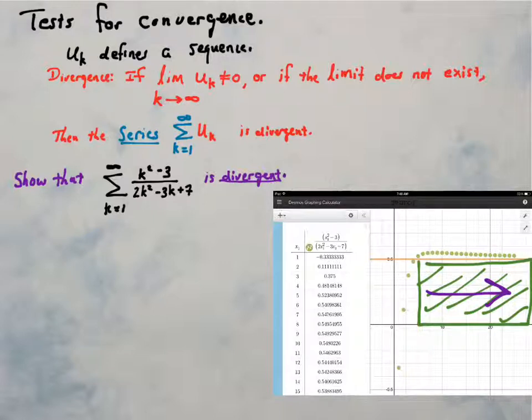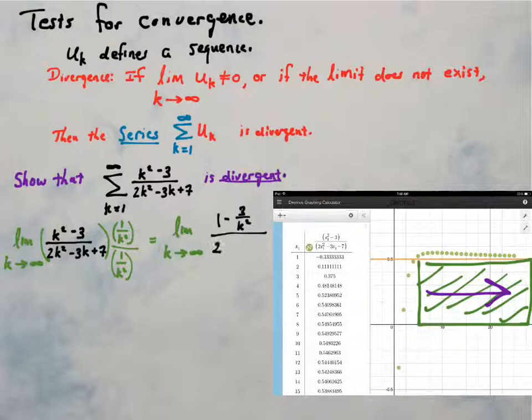Now to prove that, we just have to take the limit. So we just take the limit of the actual terms of the series, that is the limit of the sequence. And this technique is really handy in working with any sort of polynomial rational functions. We just divide top and bottom by the highest power of k, and in so doing, we will have two constants, and the rest will be decreasing functions.